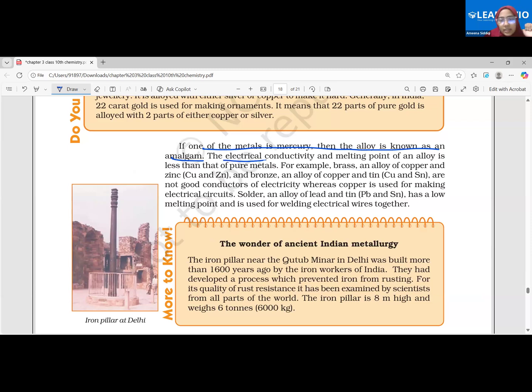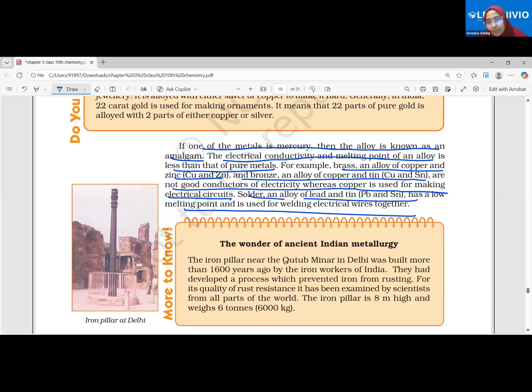Yes, ma'am. The electrical conductivity and the melting point of an alloy is less than that of the pure metal. This is a property of the alloy. The conductivity will be reduced, the melting point will be decreased for the alloy. Brass, an alloy of copper and zinc, and bronze, an alloy of copper and tin, are not good conductors of electricity, whereas copper is used for making electrical circuits. Copper is a very good conductor of electricity, but its alloys are not. Why? Because they are alloys. Solder, an alloy of lead and tin, has a low melting point and is used for welding electrical wires together. Is it okay? Yes.